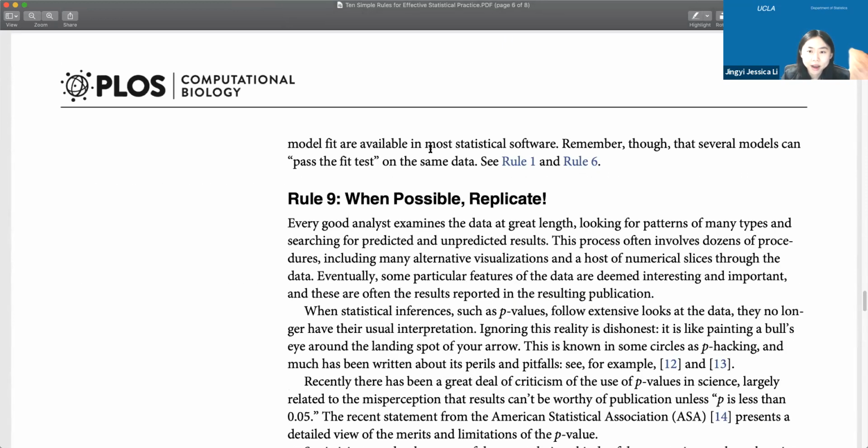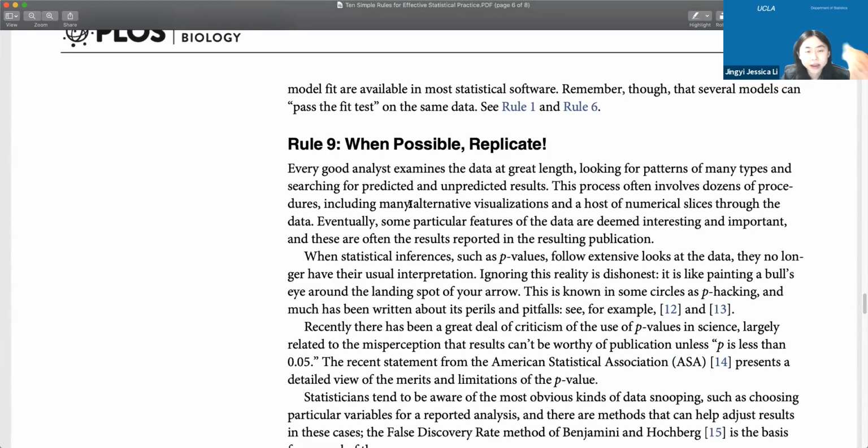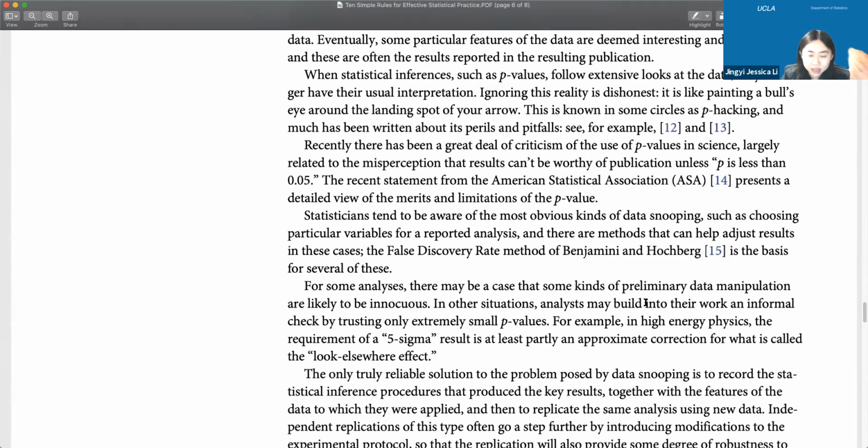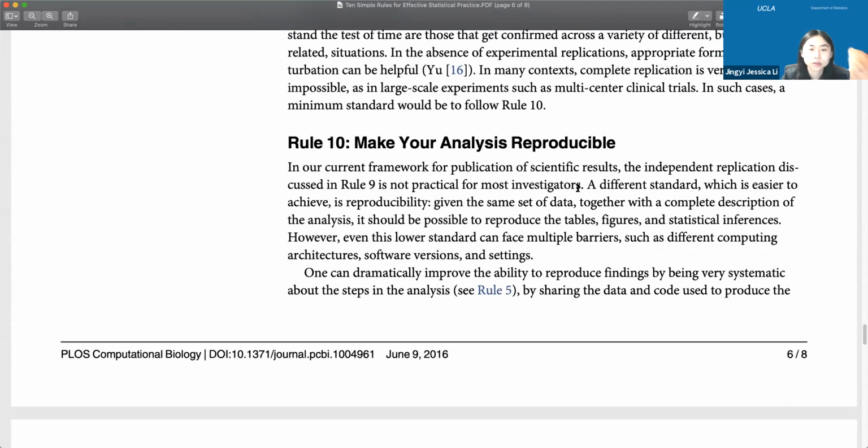Rule 9, when possible, replicate. This is about experimental design. If your cost is affordable, try to replicate your experiment. Only by having replicates can you do statistical analysis. If you have only one replicate, that's usually a challenging situation. But I will talk about this very soon when we talk about p-values.